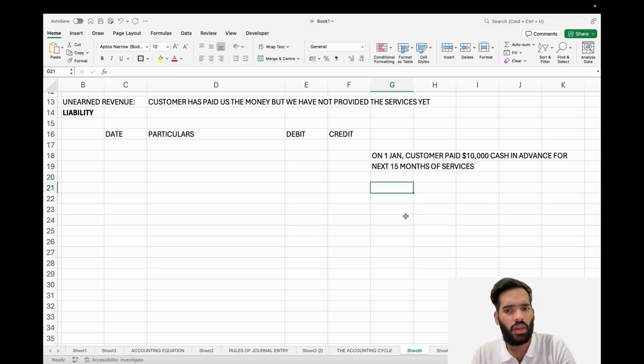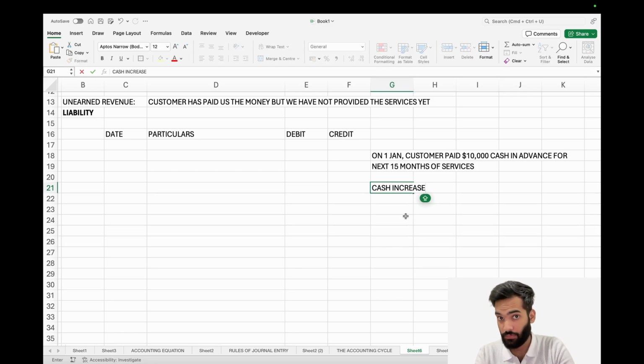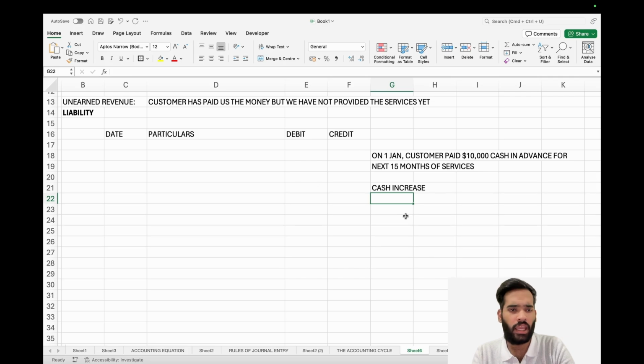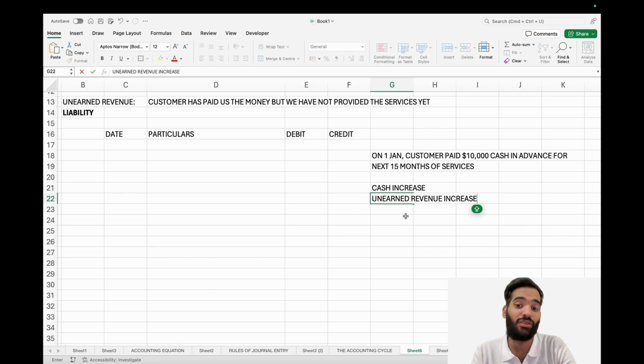So now, okay, let's think about the concept first. Since I'm receiving the money, my cash will increase, of course. And since I haven't done the work, I cannot record the revenue, but I can record an unearned revenue account increase, which is a liability account. It's not a revenue account, it's a liability account.